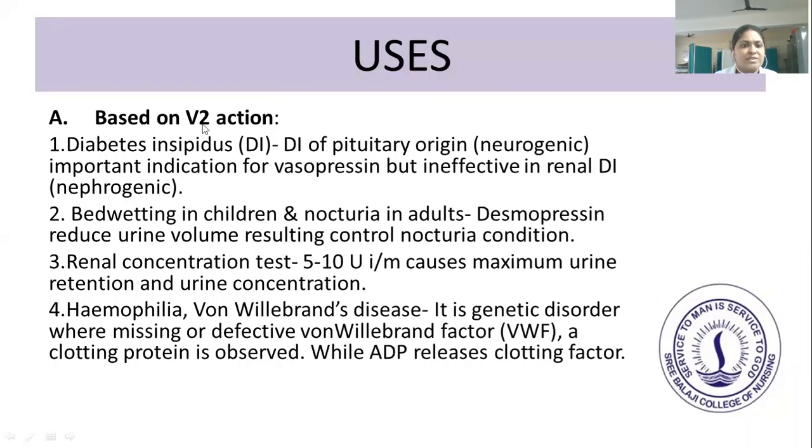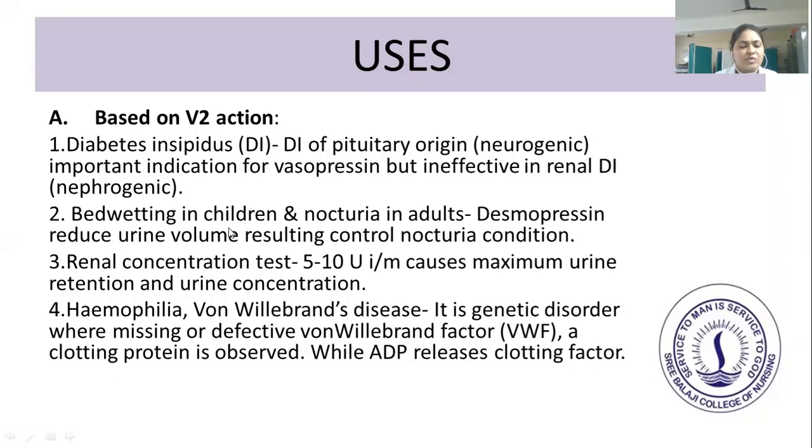Next, what are the uses based on V2 action? First, diabetes insipidus. Diabetes insipidus of pituitary origin, that is, neurogenic, is the important indication for vasopressin, but it is ineffective in renal diabetes insipidus. Next, it is used for bedwetting in children and nocturia in adults. Mostly these drugs are used in bedwetting.